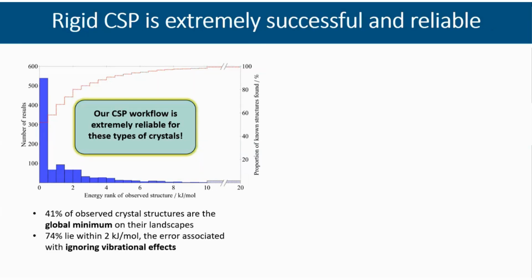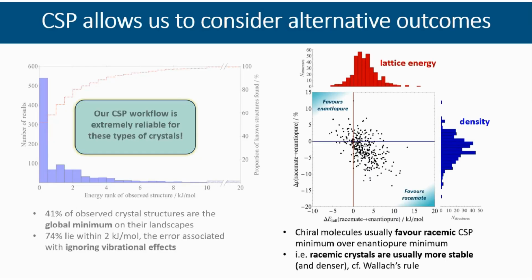We find that 41% of all of the observed crystal structures that we were considering are the global minimum on their CSP landscapes. And in fact, if you consider the fact that these are static lattice energies, we're ignoring vibrational effects, and we know that the error associated with ignoring that is around about 2 kilojoules per mole on average, then that actually means that 75% of all the observed crystal structures are competitive with the global minimum. So clearly rigid CSP works extremely well in general for these small, simple molecules.